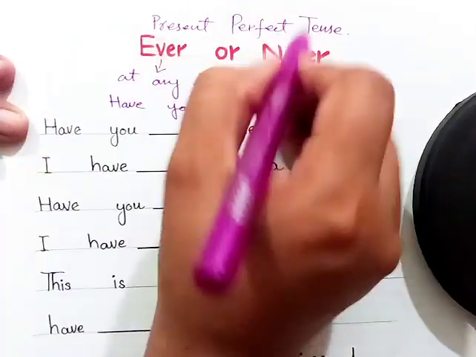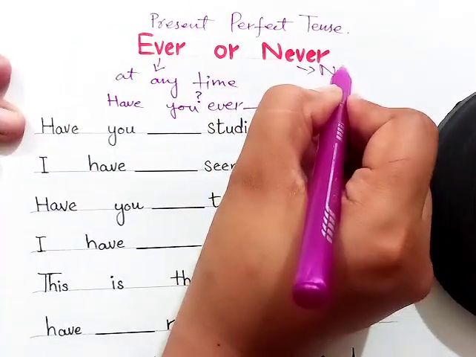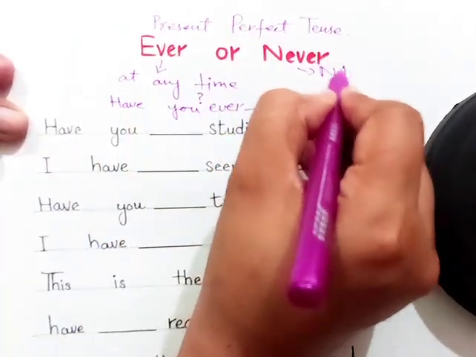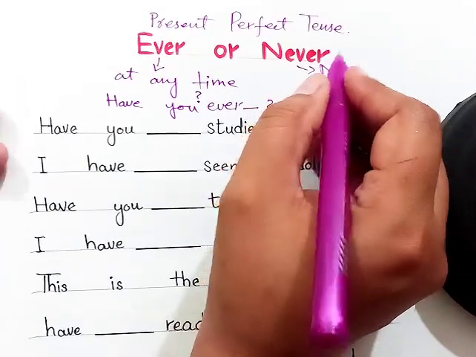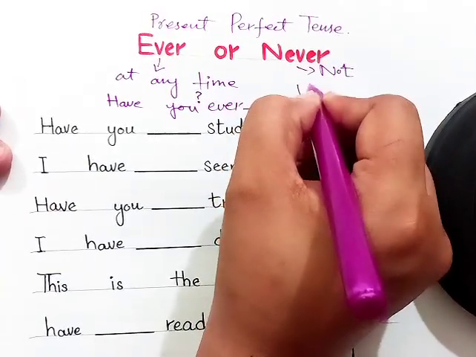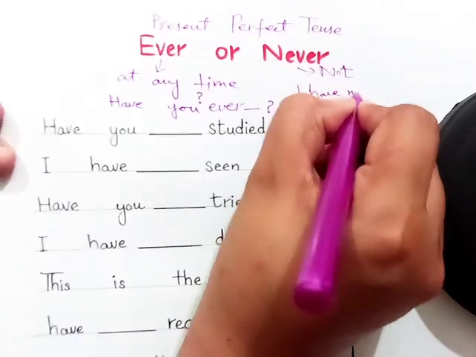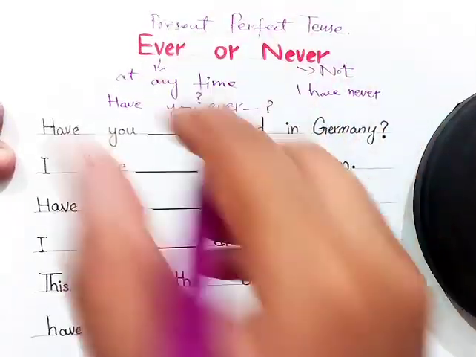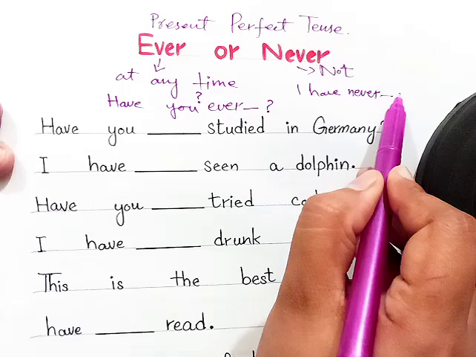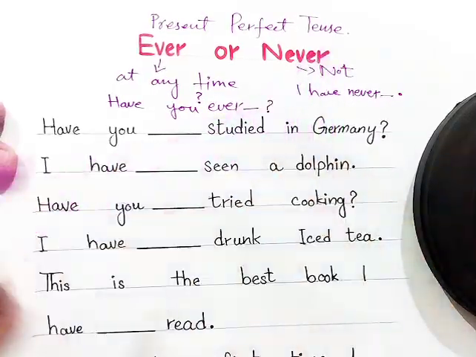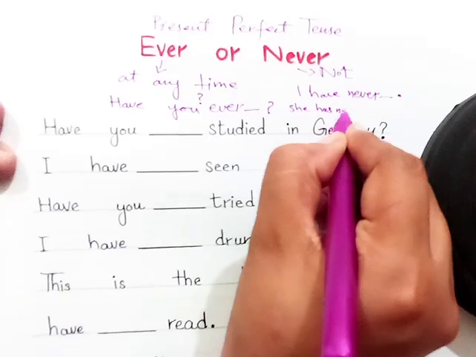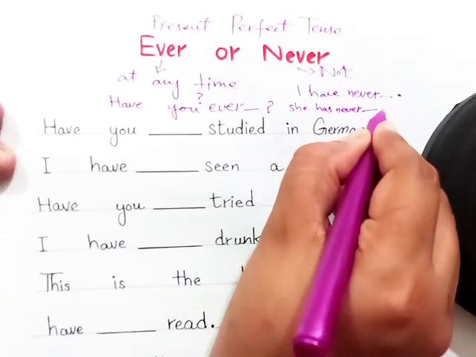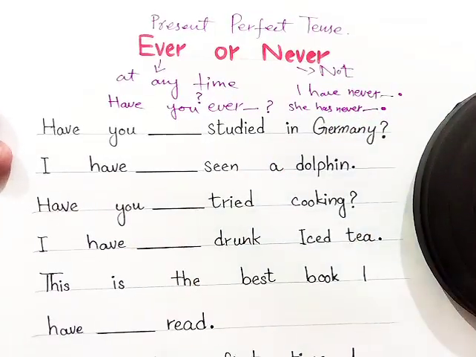Now, never means no or not, and mostly never is used as I have never blank, and full stop. Another example, she has never blank, and full stop.